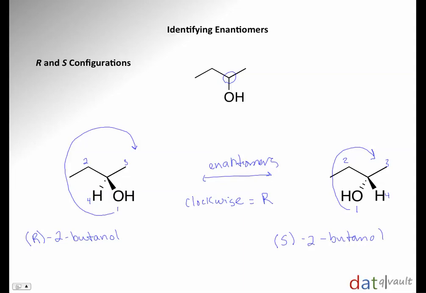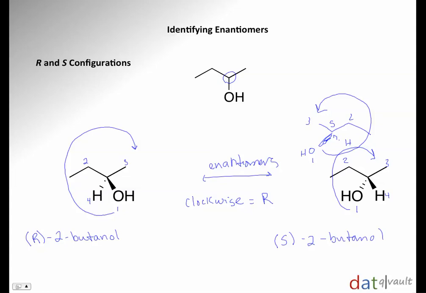Another way you can look at it is you can actually just take this molecule and flip it over. So if we just flip this molecule over, we get the hydroxyl group facing toward us and the hydrogen facing away from us. So this is 1, 2, and 3 in priority. And now we notice that we're going in a counterclockwise fashion. So that's an S stereocenter.